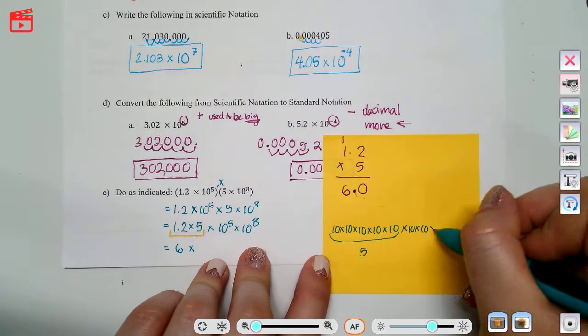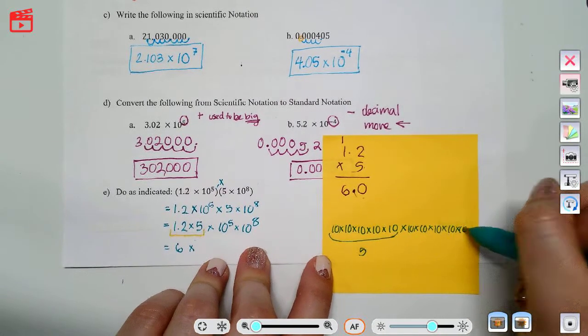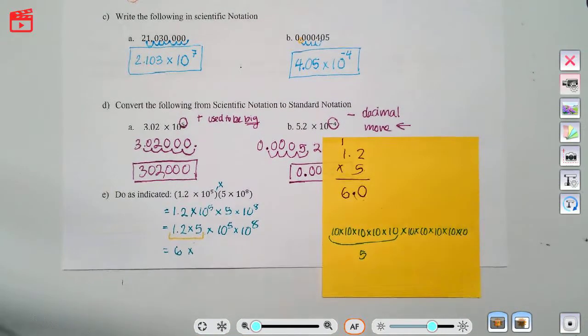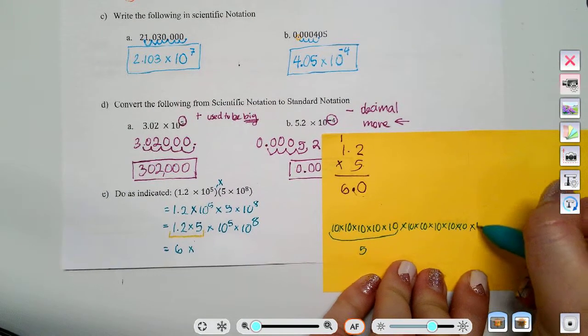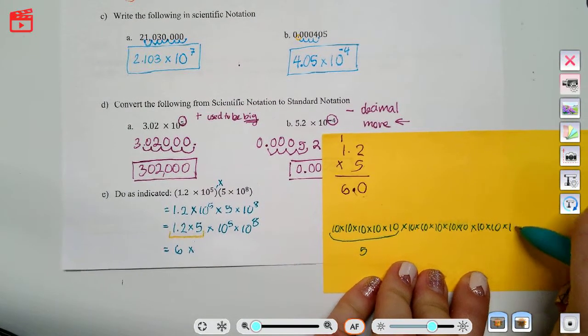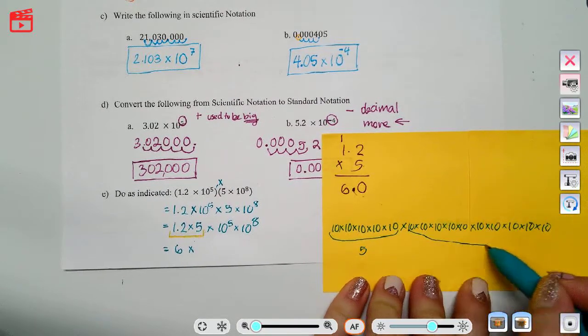1, 2, ooh darn, I think I'm out of room. 3, 4, 5, oops, let me grab another sticky note. 6, 7, 8, 9, 10. All right, those are 8.